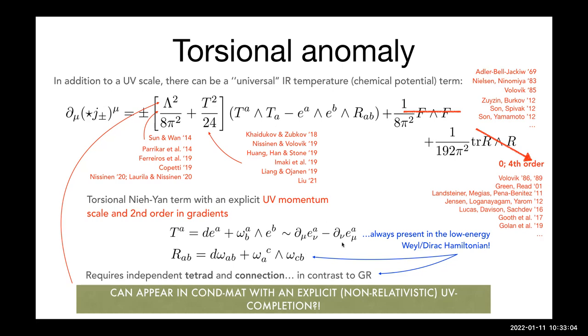But on the other hand, I tried to argue that one should generically expect this Fierbein field to be present in any low energy Weyl Dirac Hamiltonian. So of course it could be trivial, but on the other hand, if you do some suitable perturbations, you can induce non-trivial torsion. And on the other hand, there could be also a spin connection, but in principle, it's totally independent from this Fierbein field. So in some sense, I should generically expect torsion and not just curvature.